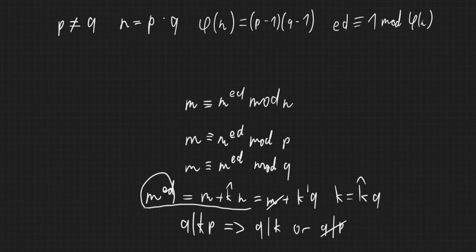And now we can see that m to the ed is m more than some multiple of n. Or in other words, if we divide m to the ed by n, this leaves us with a remainder of m. And this means that m to the ed modulo n is m. And this is it. We have just proven that any message taken to the edth power gives us m modulo n. And this is why RSA works.